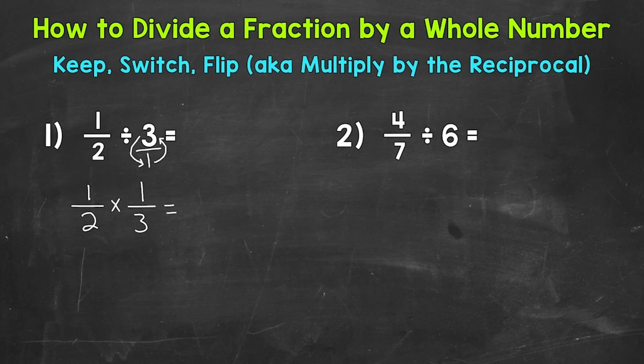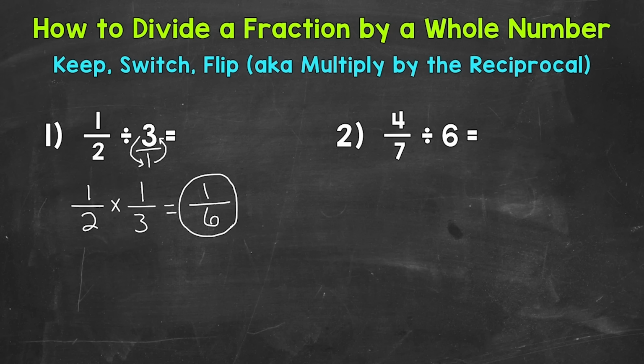Once we get to this point, we have a multiplying fractions problem. So we can multiply straight across. 1 times 1 is 1, and 2 times 3 is 6. So 1/6 is our final answer. Always check to see if you can simplify. 1/6 is in simplest form, so we are done. 1/2 divided by 3 equals 1/6.